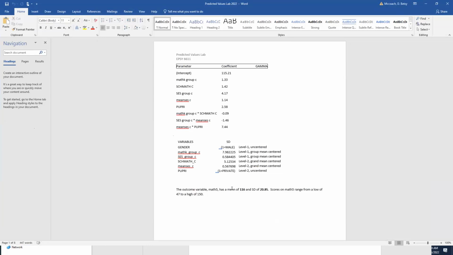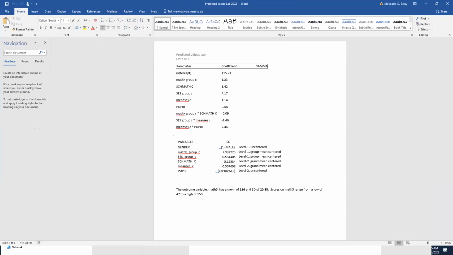So for every point higher on kindergarten math that a school is, we expect that their slope, which is telling about the relationship in that school between kids' kindergarten math achievement and their fifth grade math achievement, to be 0.09 points lower than it was. Not negative, right, because the intercept is positive.